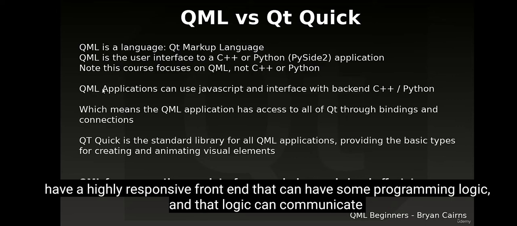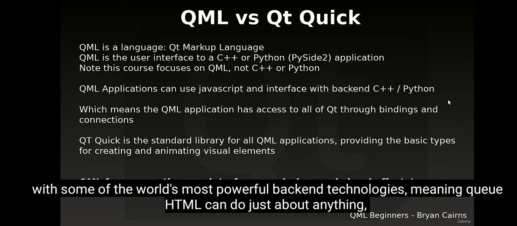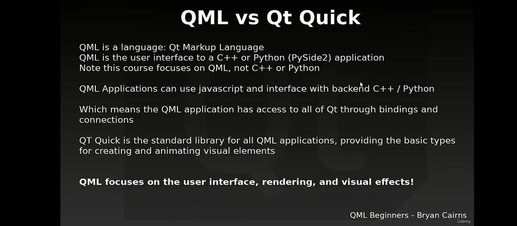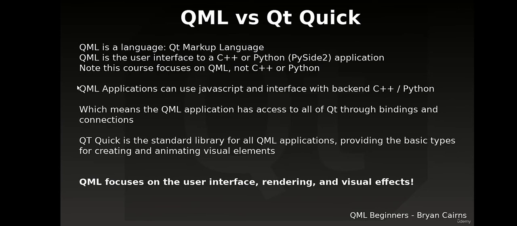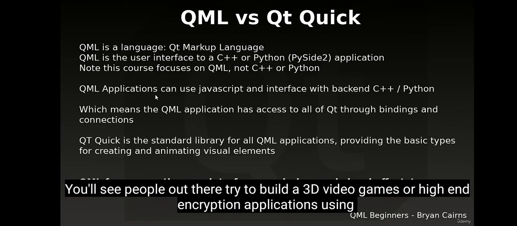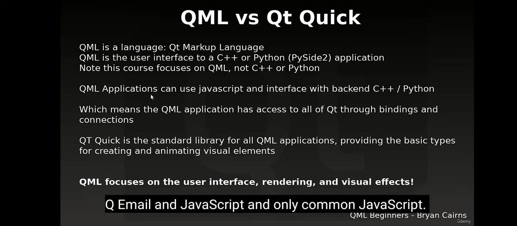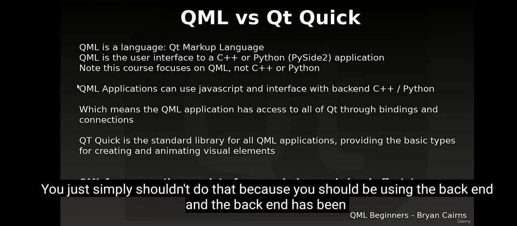So now you have a highly responsive front end that can have some programming logic, and that logic can communicate with some of the world's most powerful backend technologies, meaning QML can do just about anything, and that's where it gets really confusing. You'll hit a wall at some point where what you want to do cannot be done in QML. You'll see people out there try to build 3D video games or high-end encryption applications using only QML and JavaScript, and that is a bad design. You just simply shouldn't do that because you should be using the backend.